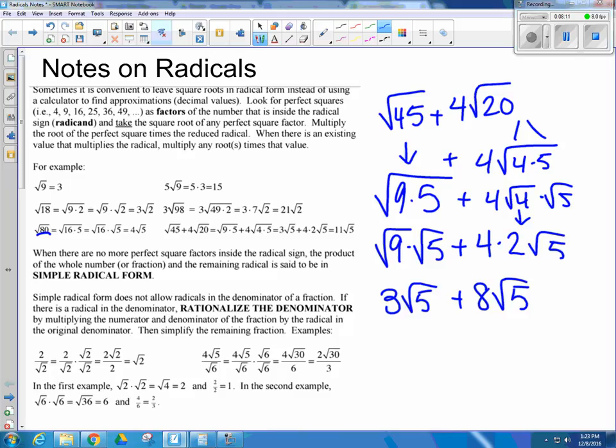And you can check that. Is 4 times the square root of 20 the same as 8 times the square root of 5? So right now I can combine them. They both are going to have a square root of 5. Here I have 3 square roots of 5, and here I have 8. So I have a total of 11 square roots of 5.